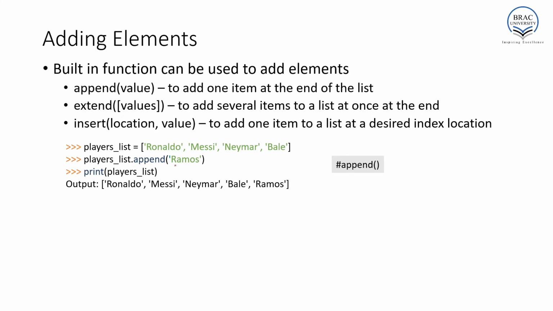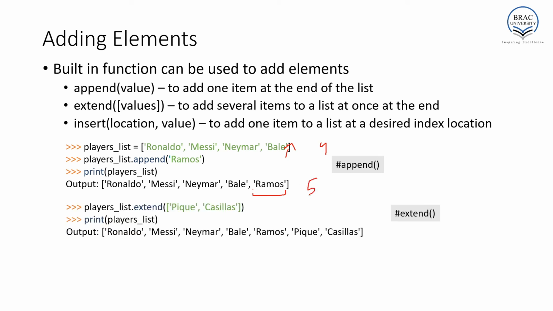At first I write the list variable dot, then write append. Inside the append function, as an argument, I pass the string which I want to add to the players list. So in this case, in the players list, I want to append the string Ramos. If I print the players list now, it will contain Ronaldo, Messi, Neymar and Bale like before, and Ramos is appended at the end. Previously my players list had a length of 4. Now as I have appended a new string, my length is now 5.